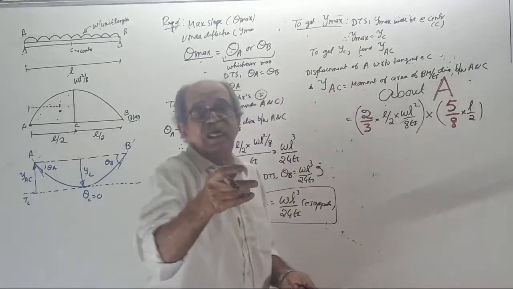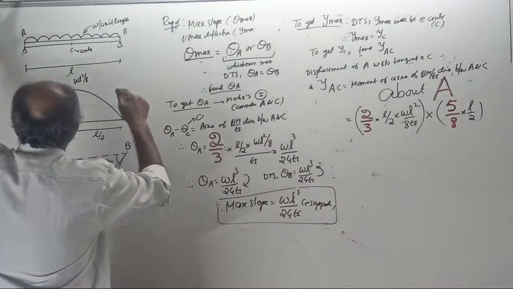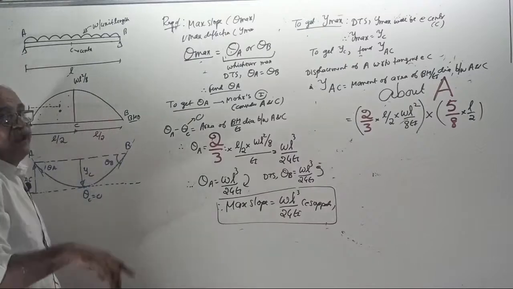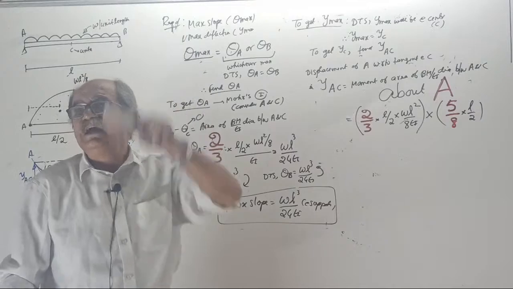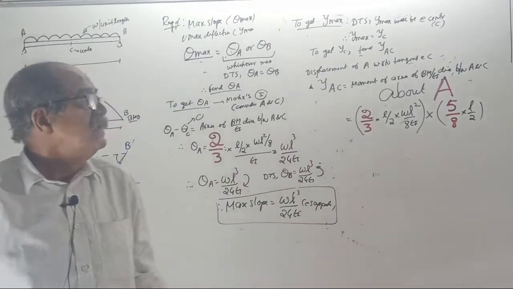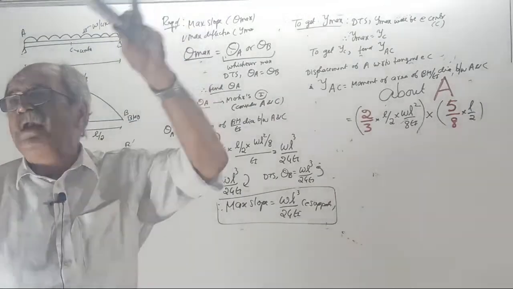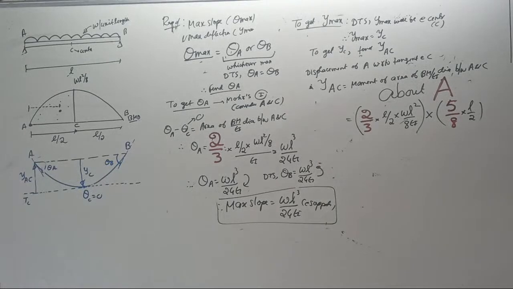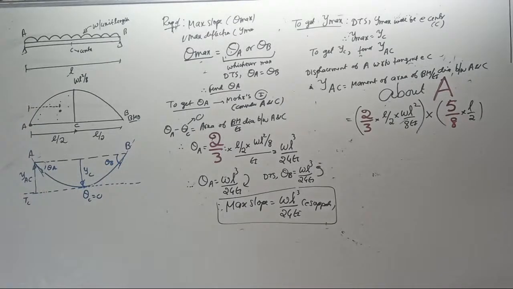Remember, later when you go to conjugate beam method, at that time, I want moment about C. Tell me the number for the conjugate beam method. It is 3/8. Okay, over.